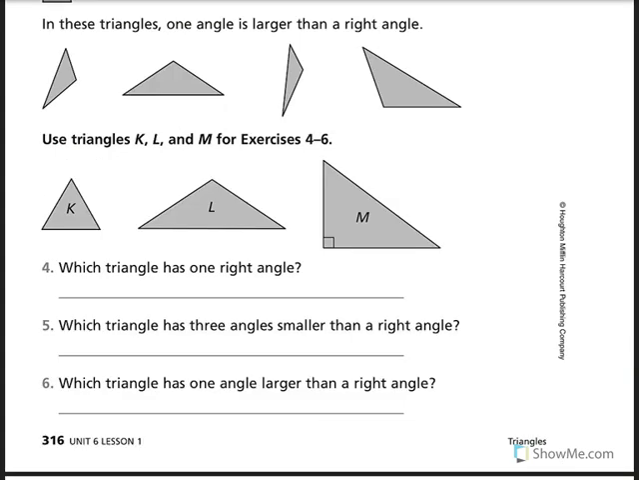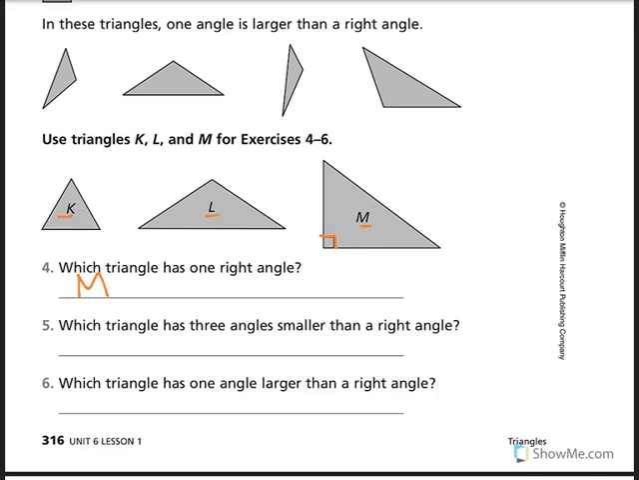Okay, so in looking at these triangles, and we've named them K, L, and M. I'm so sorry. You don't need to remember the names of these triangles. We're just naming them for this exercise, but that's how you name a triangle. Which one has a right angle? If you look, it's M, right? That's right there.